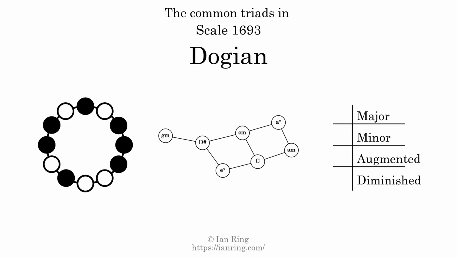Here are the common triads present in this scale. The diagram in the center is a graph of parsimonious voice leading between triads. There are 2 major triads. There are 3 minor triads. There are no augmented triads. There are 2 diminished triads. Here is a Hamiltonian path of parsimonious voice leading that uses all the triads.